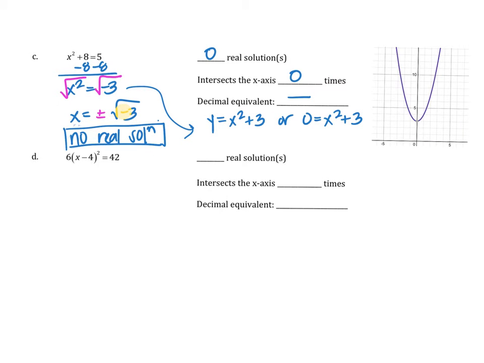I want to correct myself. Do not type 0 equals. In Desmos, you can either type y equals x squared plus 3 or just x squared plus 3, and you'll get the correct answer.